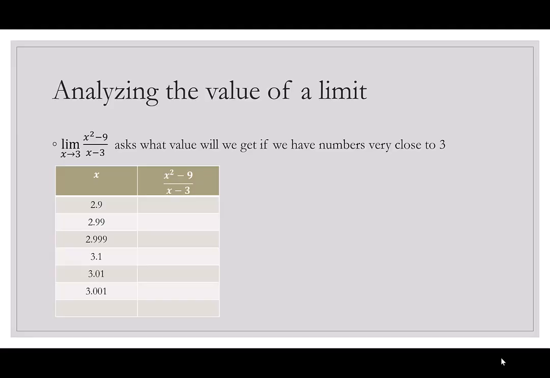If we try to plug 3 into x minus 3, we would get 0. And we know we can't divide by 0. So this is why we're not just going to plug in 3 and see what we get. Instead, we're going to pick numbers close to 3.